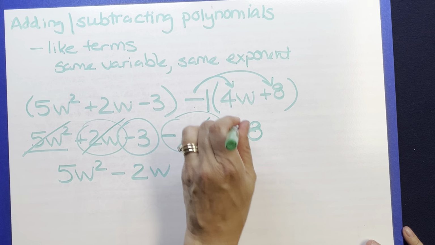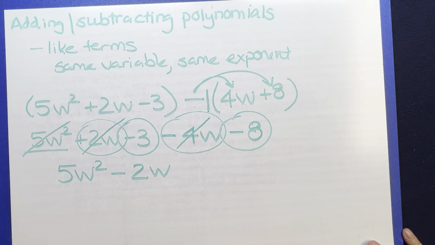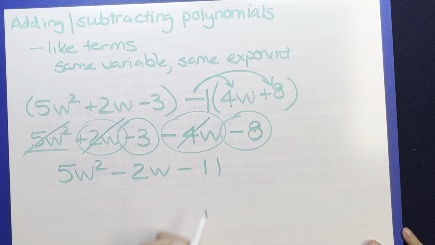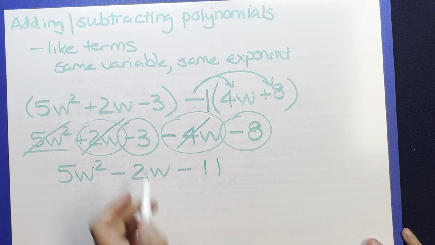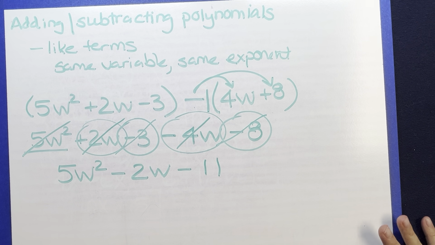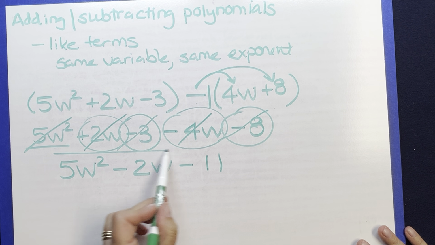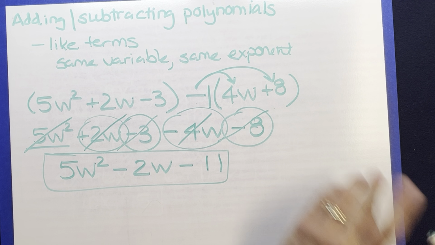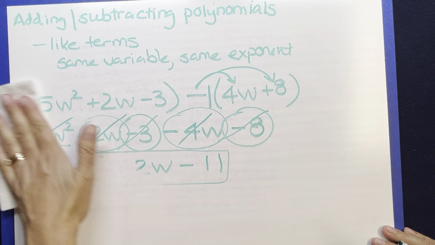And lastly, I have a negative 3 and a negative 8. So negative 3 plus a negative 8, that's another negative, and it's a negative 11. So I cross those off and I've used all of my terms. So when I added these two together, I got 5w squared minus 2w and then minus 11. Okay, let's try one more.